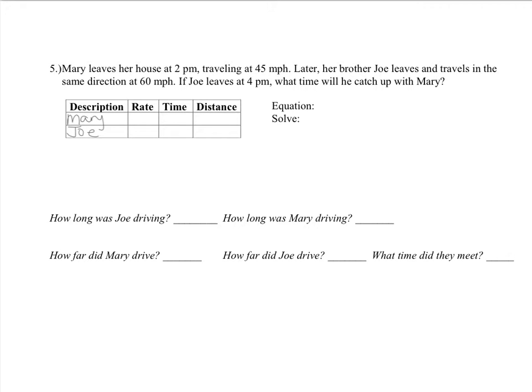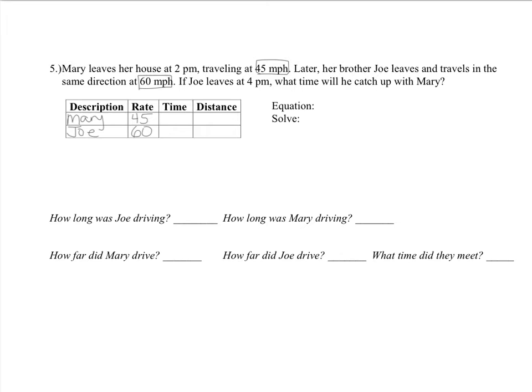Now remember, rate is measured in miles per hour, feet per second. So we know that Mary is traveling 45 miles per hour, so we just need to put 45 right there for her rate. And then we know her brother Joe is going 60 miles per hour, so I'm just going to put 60 in for Joe.